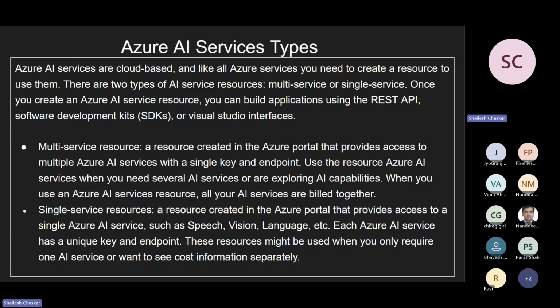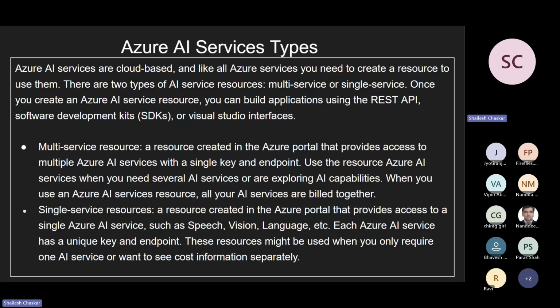So you're secured. The way you connect to the service is isolated, and you can have very good control via the endpoints that are accessing your services. These resources might be used when you only require one AI service or want to see cost information separately. Sometimes you can use a single service based on line of business, based on the use case also.